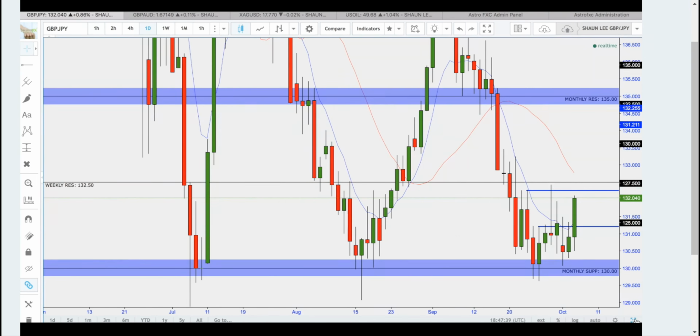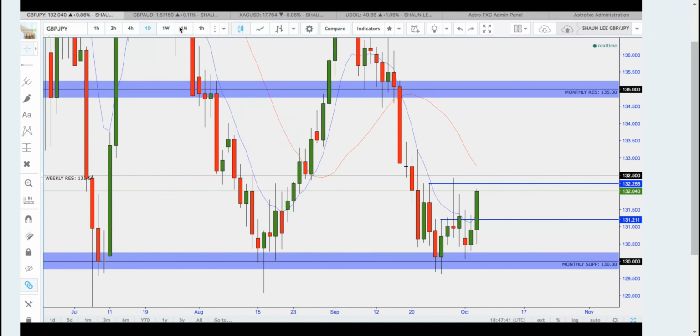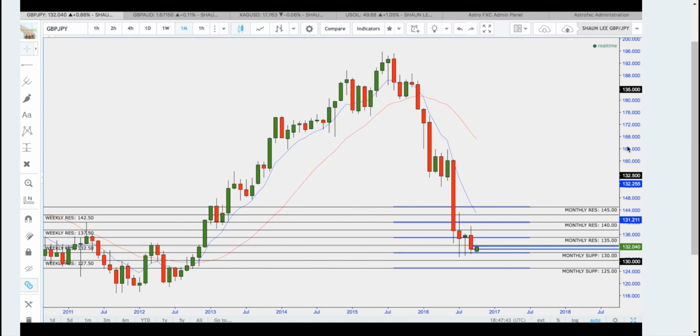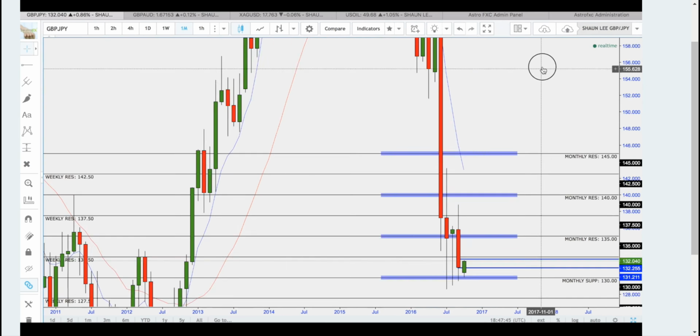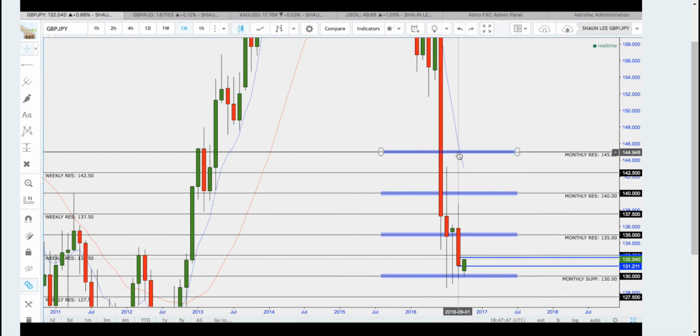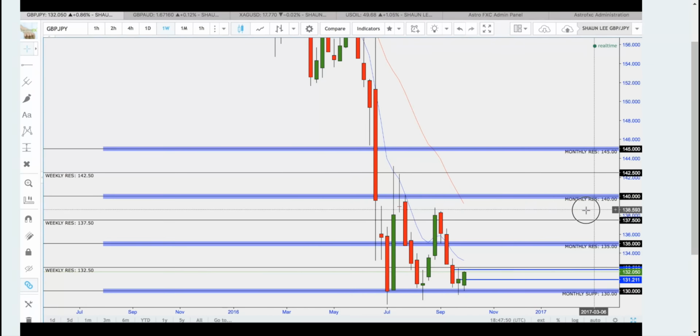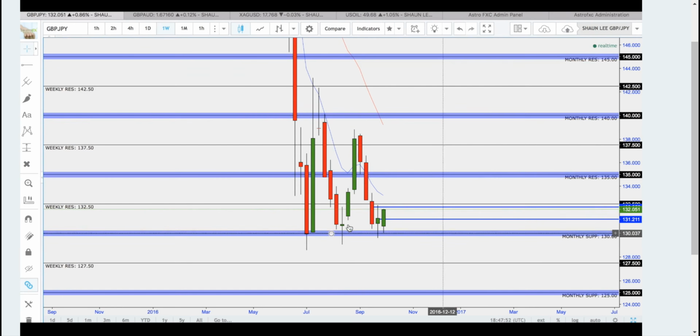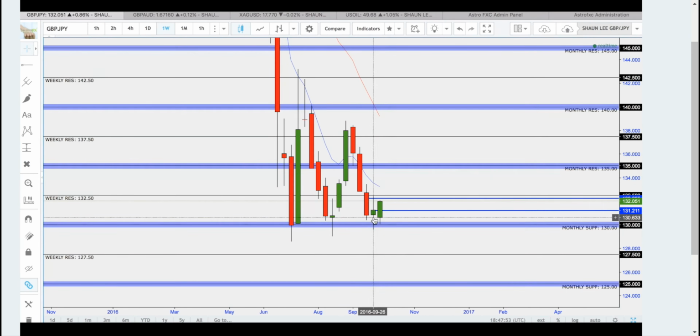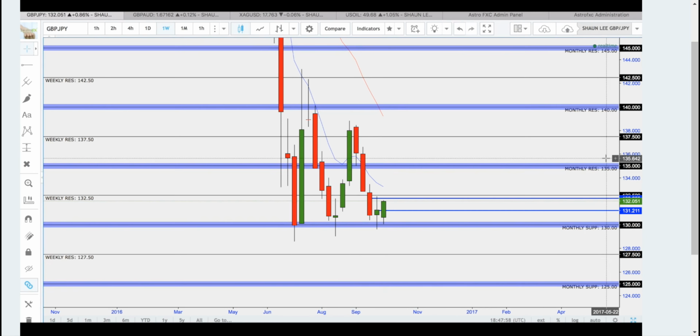GBP JPY. So monthly, on the monthly, mine are a little bit thick. I do have to make these a little bit smaller, however, that's not the concern right now. As you can see, we are finding support at 130. And what I've done with the pound pairs is I've stuck to the 500 pip ranges. So here my first one was 130, then I had 135. So 500 pips apart, guys.